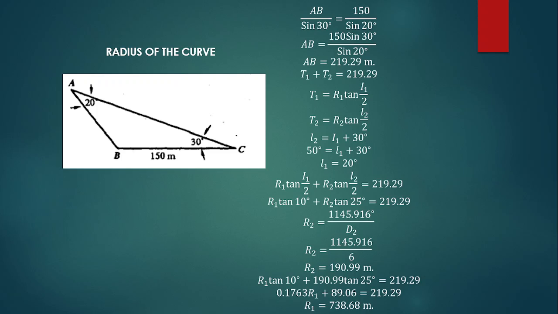So R1, sinasubstitute lang yung value ng I1 over 2 and I2 over 2. So 10 degrees and 25 degrees was input. So R2 is equals to 1145.916 over D2, which is 6. So R2 is equals to 190.99 meters. Ganun din po yung ginawa ko for me to find out the R1. Ang kakaiba lang po dito ay ginamit ko na po yung R2 since given na po siya. So R1 tangent 10 degrees plus R2, which is the 190.99 tangent 25, is equals to 219.29. So solving, R1 is 738.68.